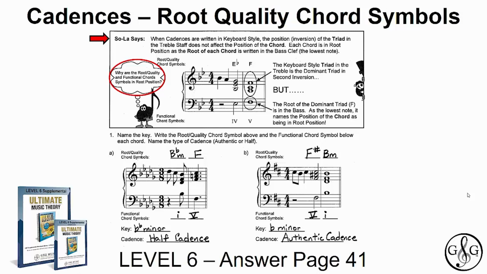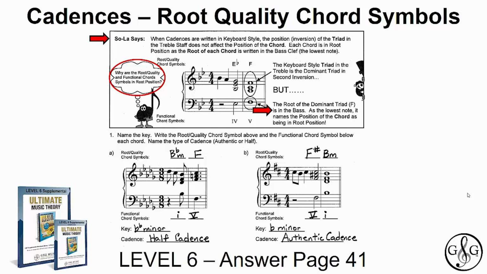Now the Sola Says box provides important information. And here Tito asks, why are the root quality and functional chord symbols in root position? He looks, inquiring minds want to know, right? Because the root of the triad is in the bass, and the lowest note names the position of the chord as root position. So that's why.